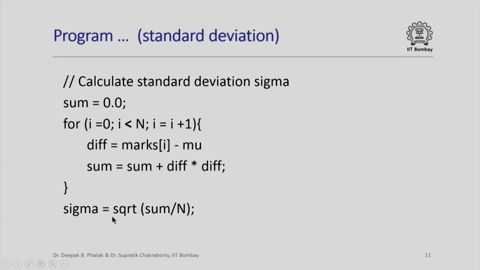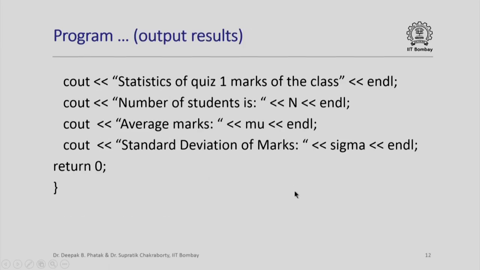Remember, square root is a function. You already are familiar with how functions are called. The difference is we are not writing this function here, but we depend upon the library called cmath to provide us with this function. Finally, we produce the output. Of course, you can see that we are producing an output with appropriate strings explaining what we are saying. So: statistics of quiz 1 marks for the class, number of students is n, average marks is mu, and standard deviation of marks is sigma. This completes the program.